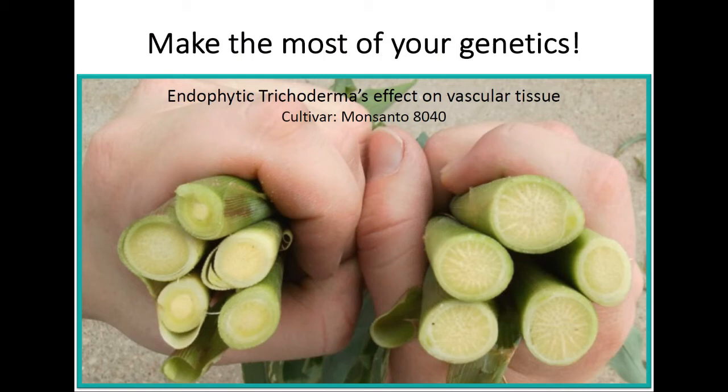So in this photo, you can see it looks like 2 different cultivars. This is a Monsanto 8040 corn cultivar, and you can see where the endophytic trichoderma and the healthy rhizosphere have been established, in the picture on the right, how the vascular tissue is so prominent and well developed compared to the control on the left.